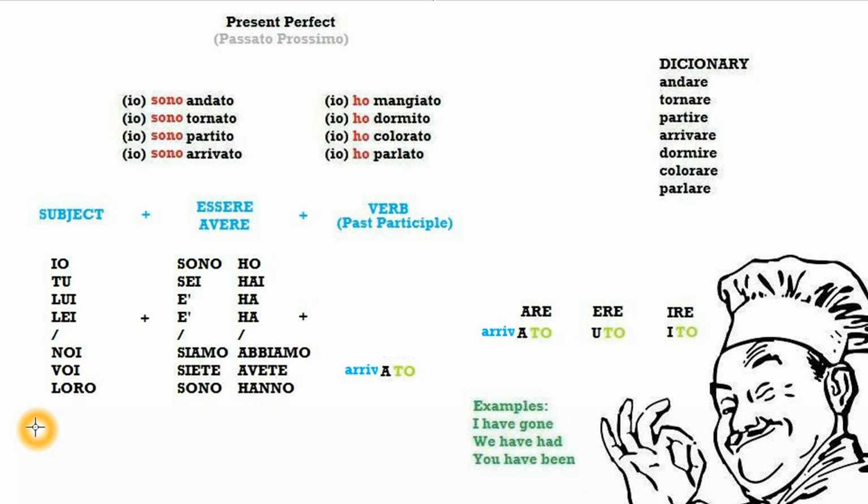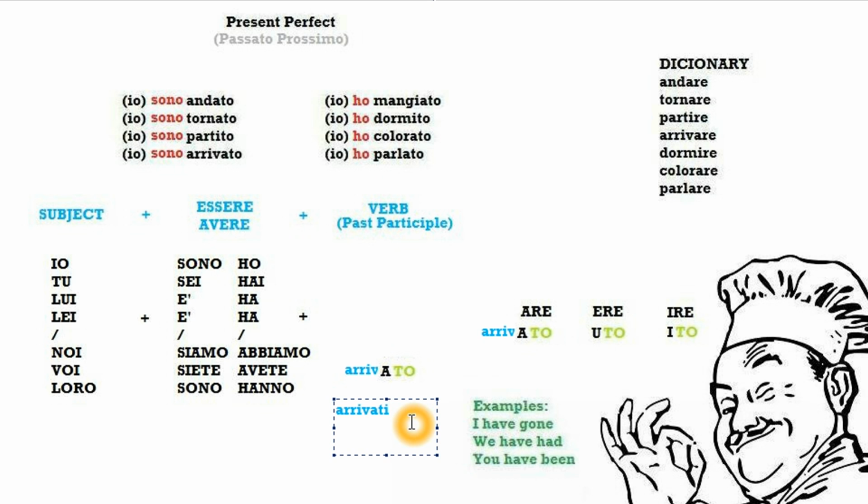We, you all, they. If it's plural, if the person doing the action of being arrived is plural, then we need the past participle in its plural form. How do we make the plural form of the past participle? Well, we change the ending. The ending is O, it will become I. That's it. This is another complication that you have with the past participle, so you've got to be careful.